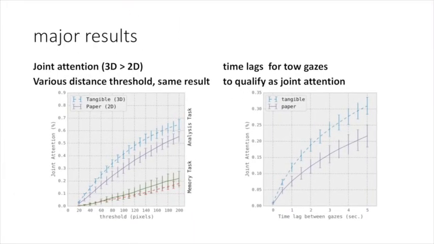The data analysis revealed that students in the 3D condition had significantly more joint attention compared to the students in the 2D condition. Secondly, different threshold values for distance also support this conclusion. In order to qualify gaze positions of two different subjects, various time lags were plotted on the right hand side that also support the conclusion. Furthermore, participants in the 3D condition jointly looked at the same area a higher percentage than the 2D condition, which also supports the conclusion that the tangible case had significantly more joint attention compared to the 2D condition.